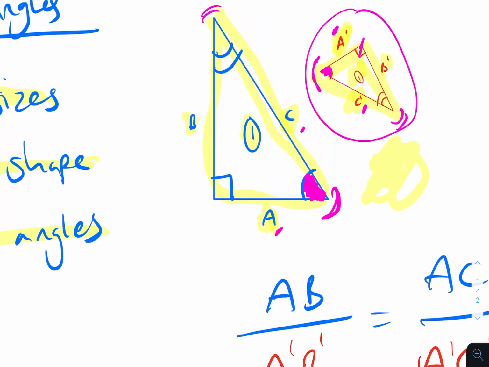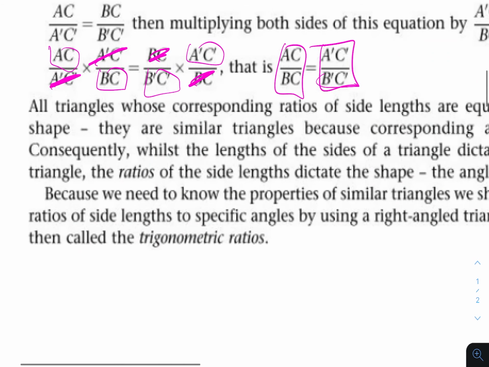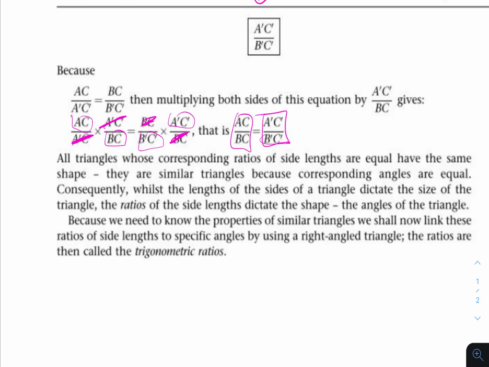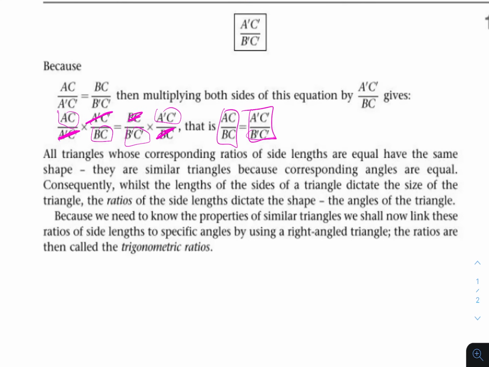And obviously, you know that this 90 degrees right angle and this 90 degrees right angle are both 90 degrees. Again, most of this stuff, you've probably already known it intuitively just from dealing with angles when you were much younger, but it's important to keep in mind. So they are similar triangles because corresponding angles are equal. Very important point to remember. Corresponding angles are equal. Consequently, whilst the lengths of the sides of a triangle dictate the size, the ratios of the side lengths dictate the shape.